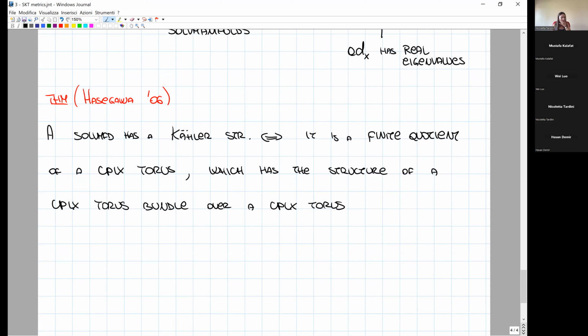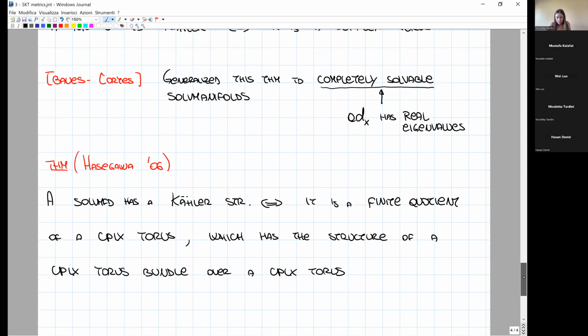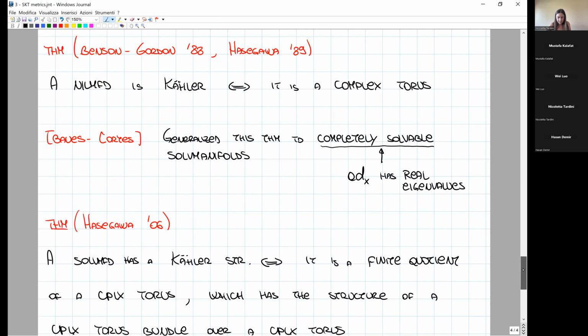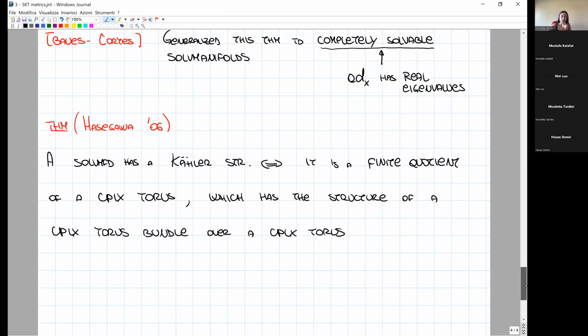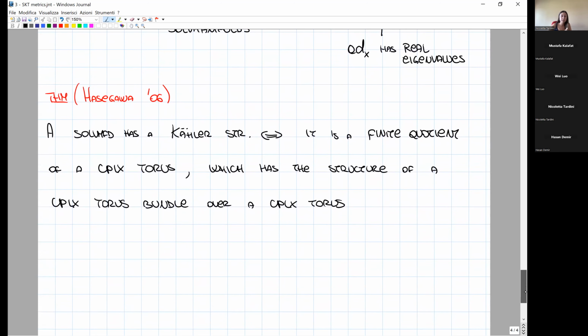Okay. So of course, you cannot expect this kind of theorems for weaker conditions, I mean, for SKT metrics or balanced metrics and so on. But still, the existence of special metrics on nil manifolds and Sol manifolds, you will see, gives again some restrictions on the manifold itself.